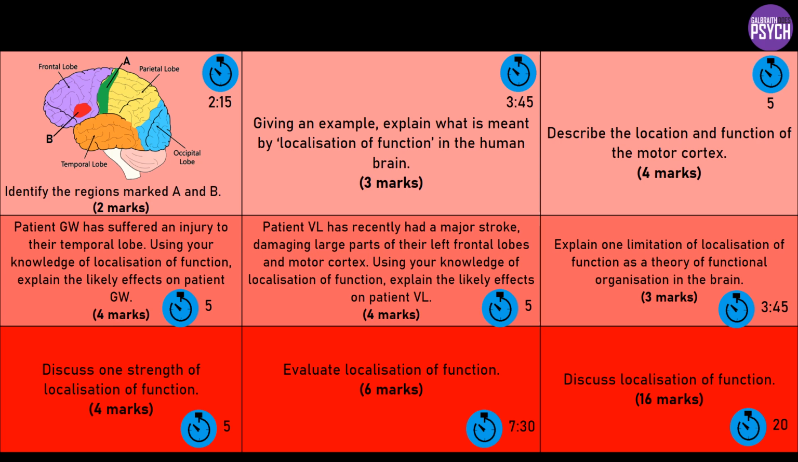Okay, and this brings us to a 16 marker. Discuss localization of function. So breaking it down, 20 minutes for this, 6 marks for knowledge, 10 marks for evaluation. I would launch straight in and define localization of function. So we said this earlier. It's the idea that certain regions of the brain have fixed functions or they're responsible for certain abilities. And then I would go through 3 or 4 bits of brain that I'm aware of.